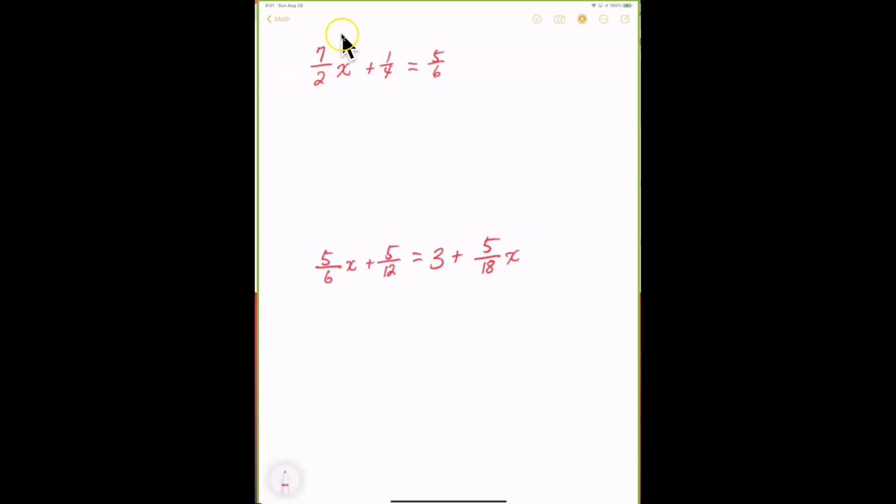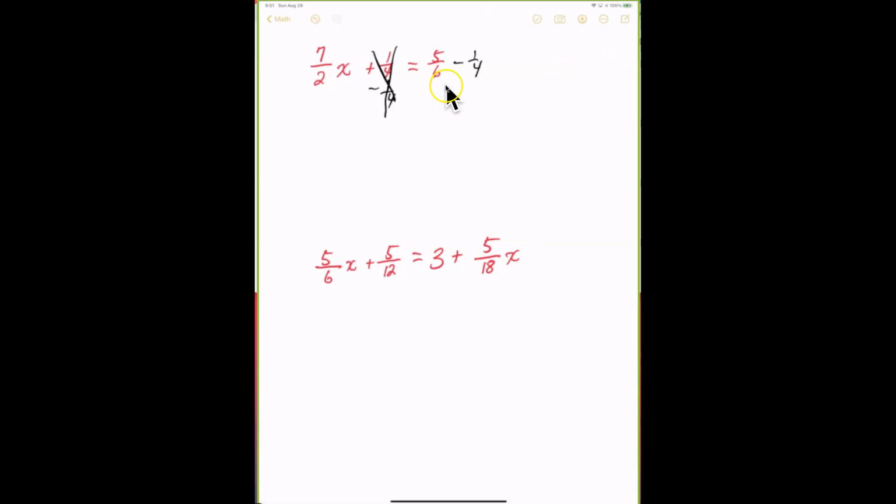So we have a positive x on the left, right? It's 7 halves x, but it's positive. So let's start by first getting rid of this positive 1/4. So we're going to subtract 1/4 from both sides. Subtract 1/4, and then 5/6 minus 1/4. So on the left side, these two 1/4s will cancel each other out, like matter and antimatter.